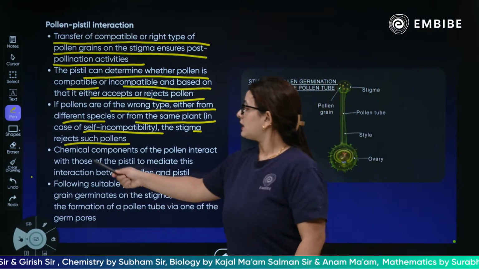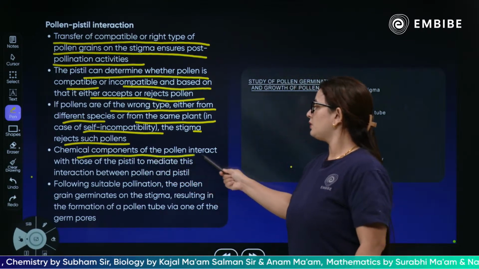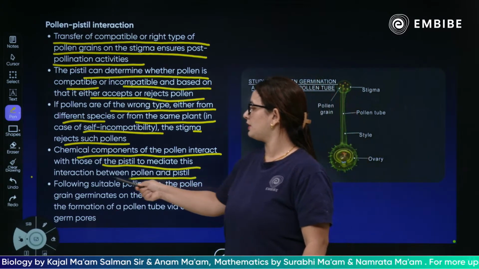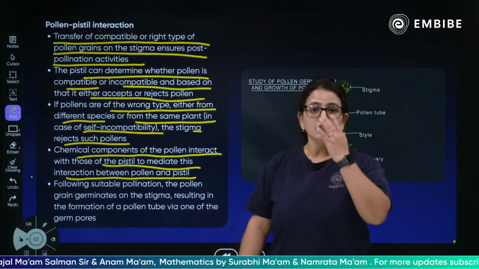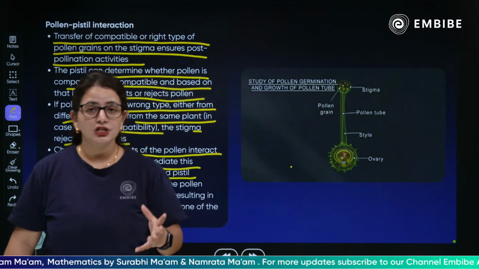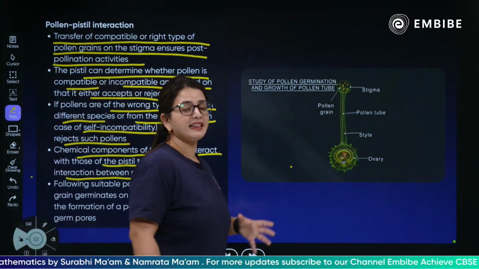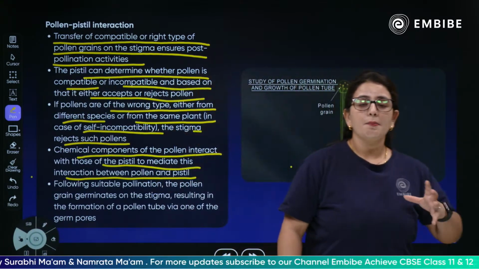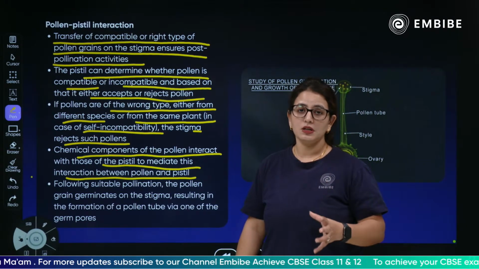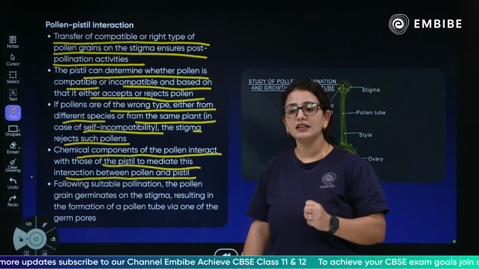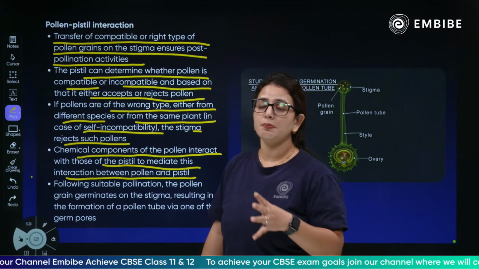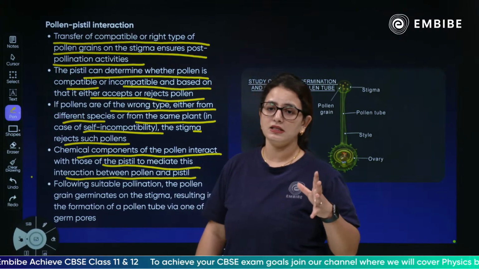The chemical composition of the pollen interacts with that of the pistil to mediate the interaction between pollen and pistil. This is a whole chemical-based interaction between the pollen and the stigma, so that the pollen germinates on the stigma and forms the pollen tube. Certain chemicals are secreted by both of them so that the pollen can germinate on the stigma.